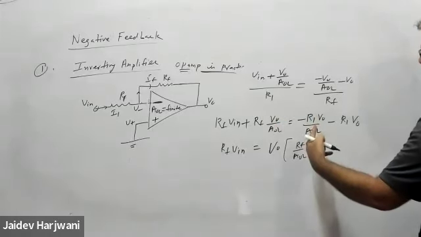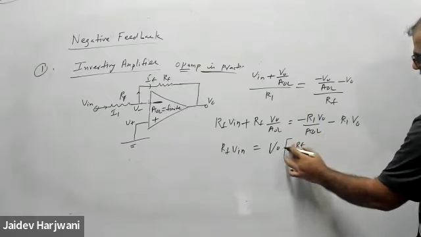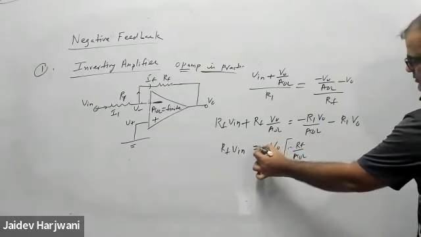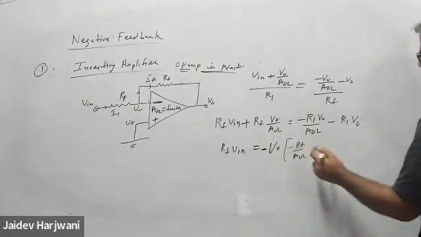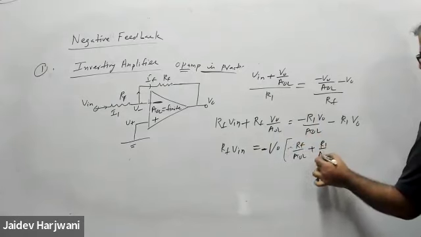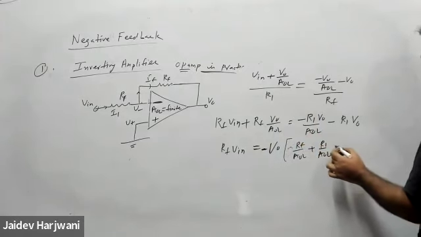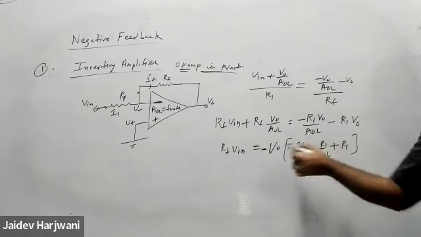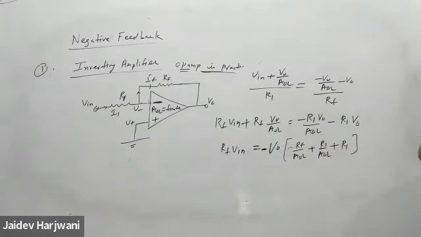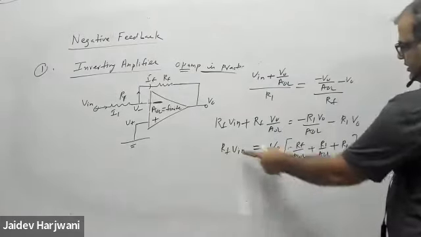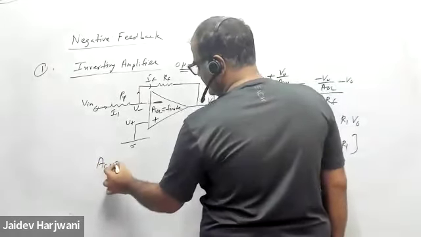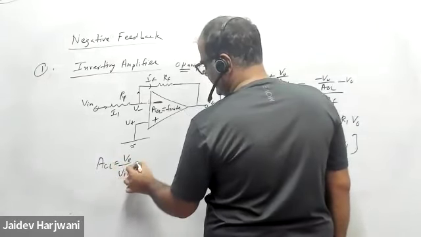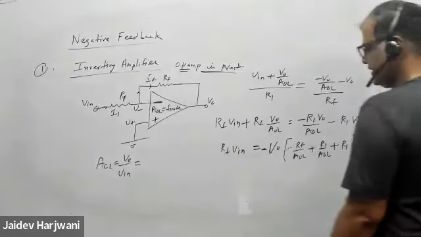This will come to this side, so minus. So you take minus common: RF upon AOL plus R1 upon AOL plus R1. And now divide by V input, since you want V naught upon V input. So closed loop gain is V naught upon V input, and that will be equal to what?